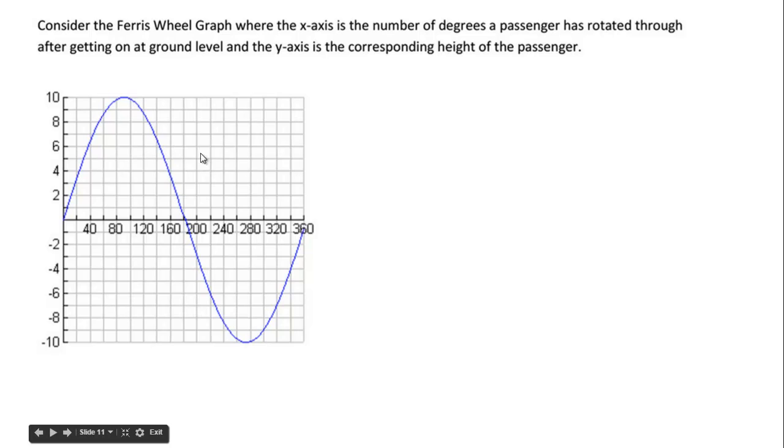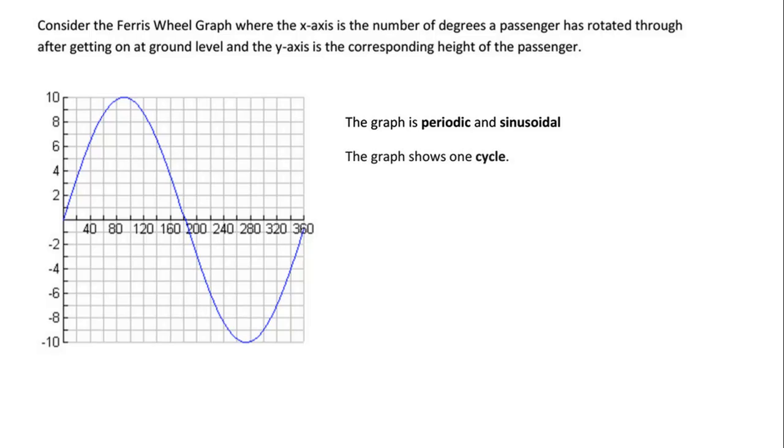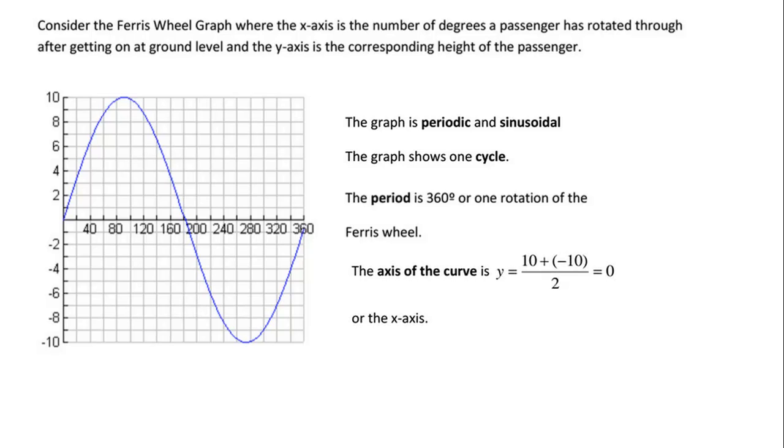So we have a Ferris wheel that goes underground, and so this wave is called periodic and sinusoidal. It repeats itself and it's a perfect wave. This graph shows one cycle, the 360, one rotation of the Ferris wheel. The axis of the curve is 0, so the average height is 0, or just the x-axis. If you take the average of 10 and negative 10, you get 0, and the amplitude is 10. And so these are just key features of the application.